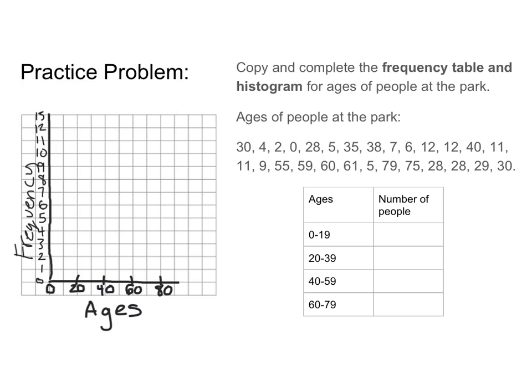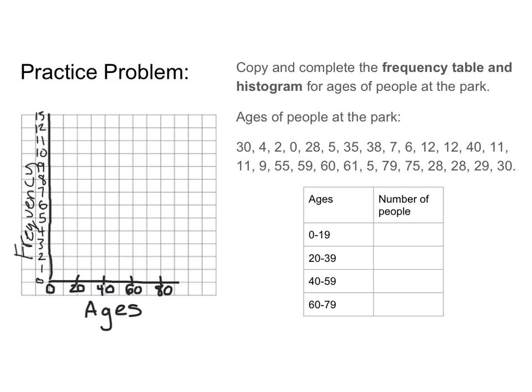All right, so now this is your practice problem. So you're going to try and complete this one on your own. And then in class tomorrow, you're going to get to see how it should have been done. So first, I've given you a set of data. Make sure to copy that down. This is the ages of people that we found at a park.